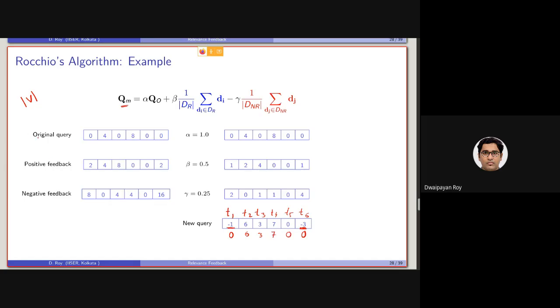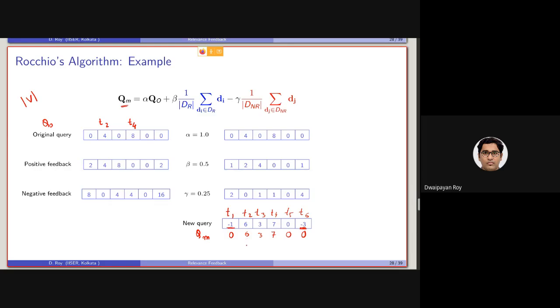Now, if we consider the new query or the modified query, this is basically the QM, and this is basically the Q0. We can see the terms were basically T2 and T4.